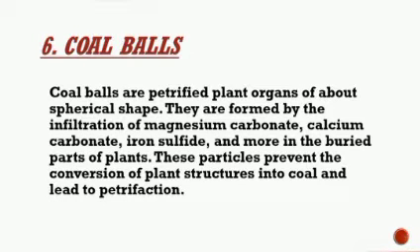The sixth type is coal balls. Coal balls are petrified plant organs of about spherical shape. They are formed by the infiltration of magnesium carbonate, calcium carbonate, iron sulfate, and more in the buried parts of plants. These particles prevent the conversion of plant structures into coal and lead to petrifaction.